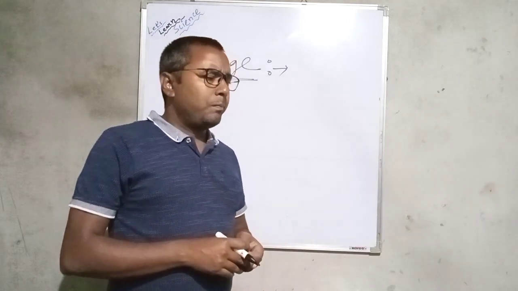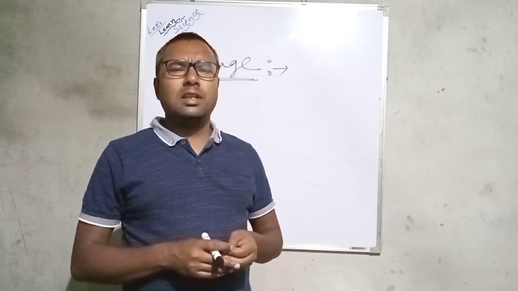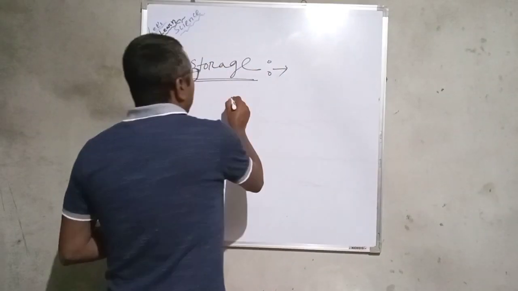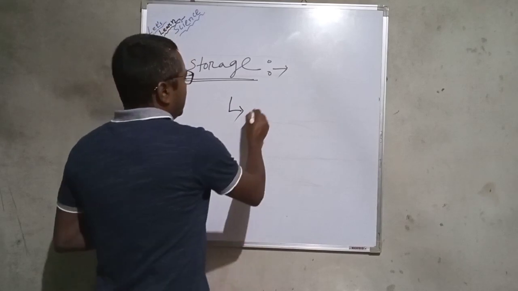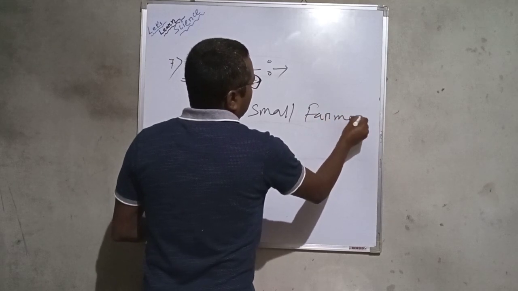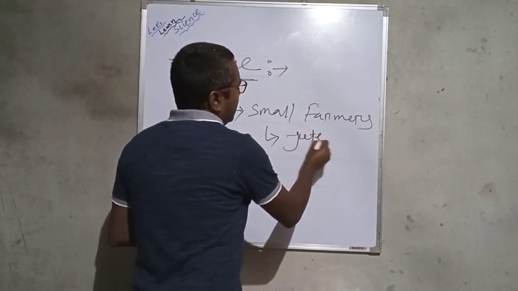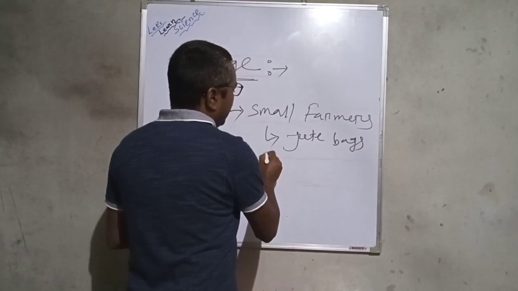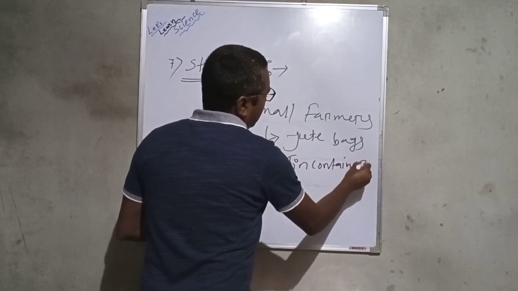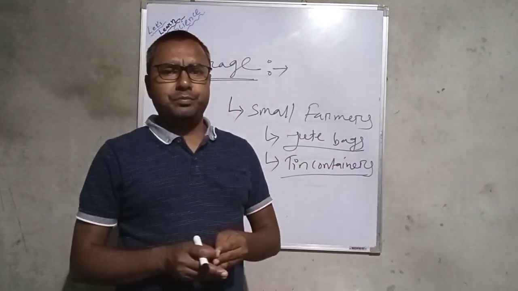The small farmers used to store the grains in jute bags and tin containers, along with some dry neem leaves.